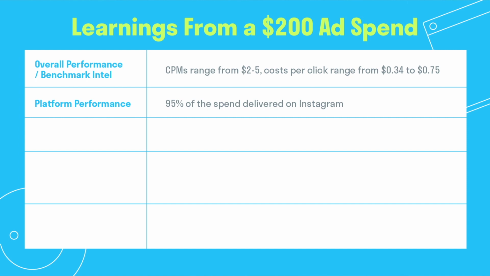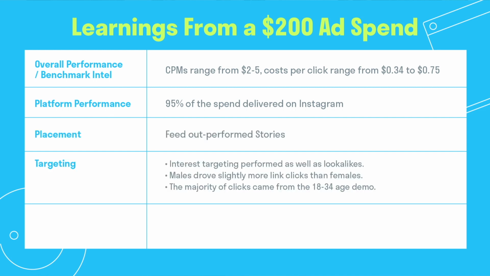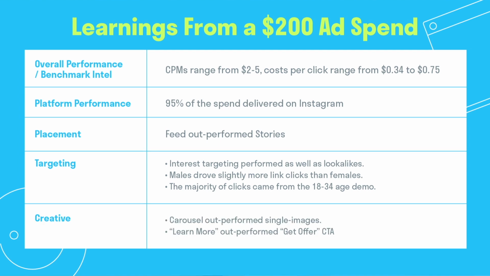And as you can see here, Instagram was a clear winner, with 95% of the spend going to newsfeed placement on Instagram. In our audience testing, we didn't have a clear winner on performance across genders, but we did see the 18 to 34 age group drive the majority of goal results. And since we tested 3 types of audiences, we saw that custom, lookalike, and interest audiences all performed quite well. Finally, our creative testing showed that the carousel format worked much better than the image format, and that Learn More was a better CTA than Get Offer.